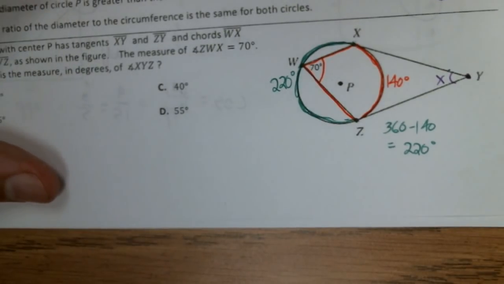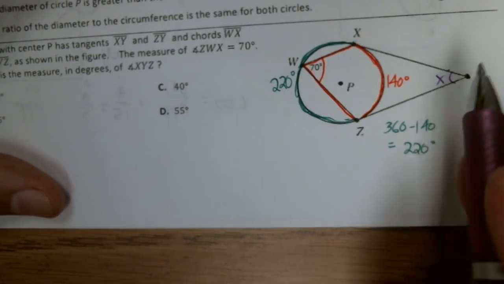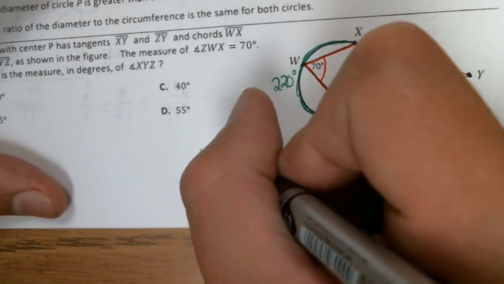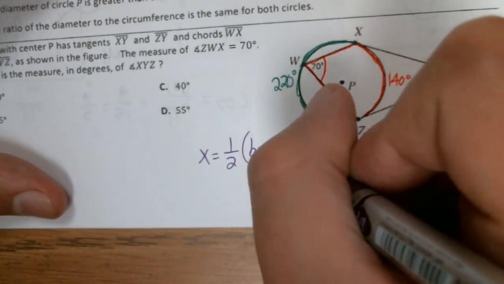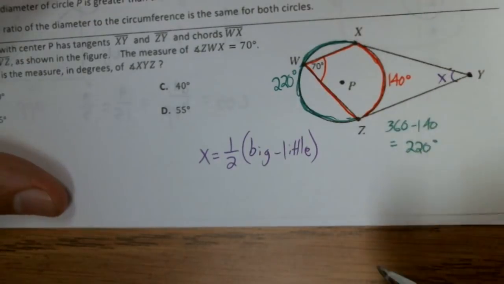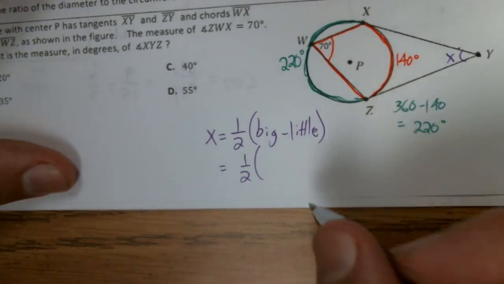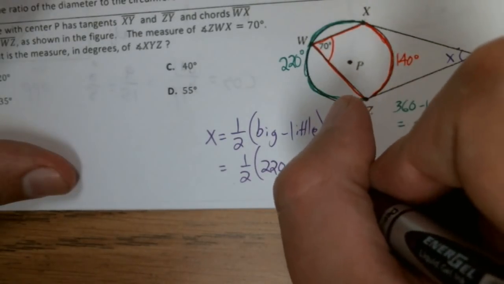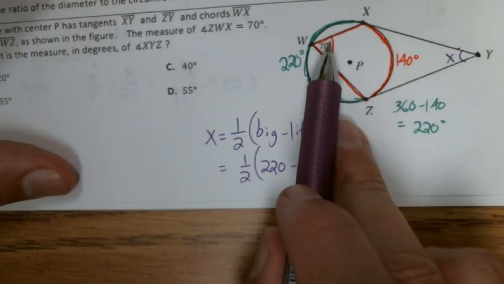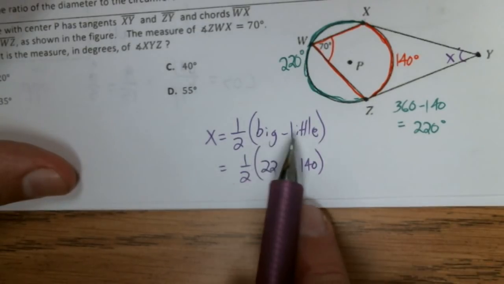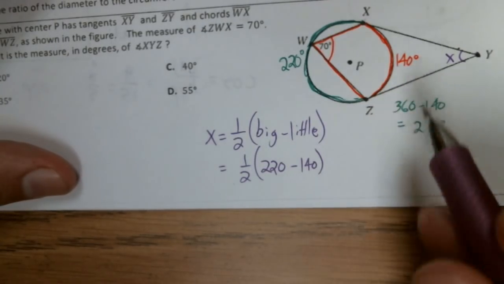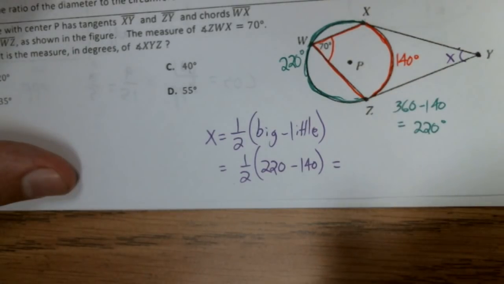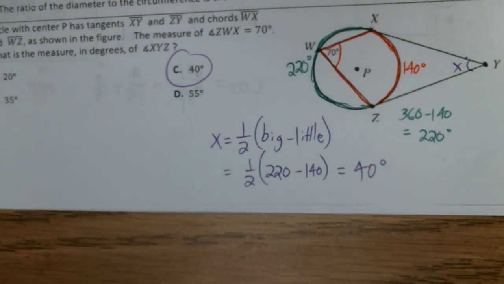Now I'm ready to set up my equation. My exterior angle, x, is equal to 1/2 of big minus little. That's going to be equal to 1/2 the big green arc, 220, minus the little arc, which is the 140. Don't get confused with the 70. That's an angle. These are arcs. Big arc minus little arc, green arc minus red arc. Type that in your calculator, and that comes out to be 40 degrees. Final answer is C. Okay, let's keep going.